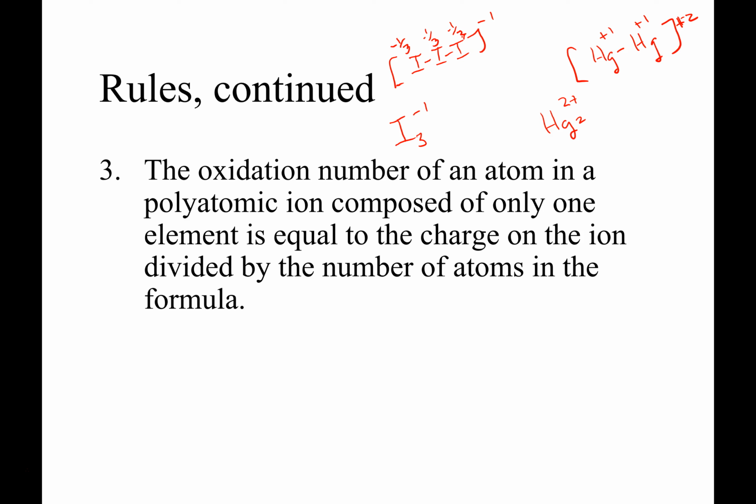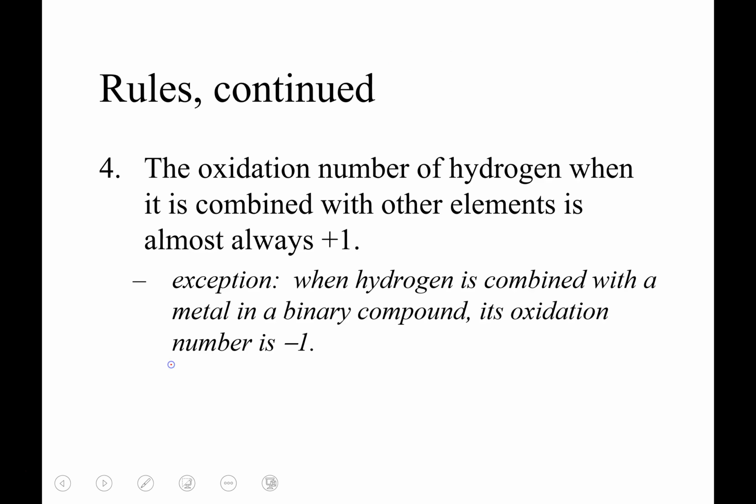But if you're dealing with polyatomic ions, whether they're just one atom or different elements combined together, the oxidation numbers should sum up to be equal to the overall charge. And actually, that's another rule coming up. What else do we got?